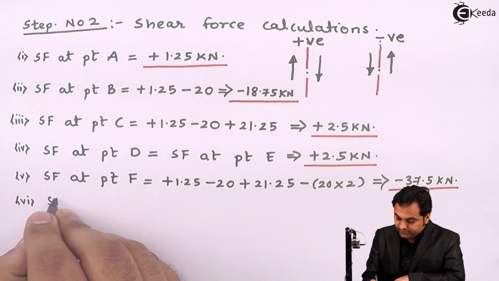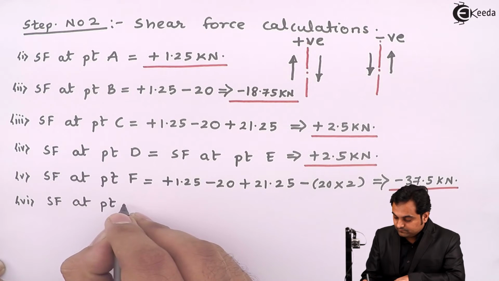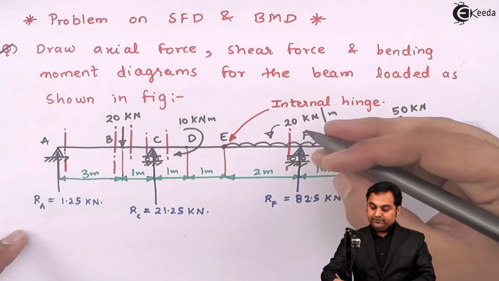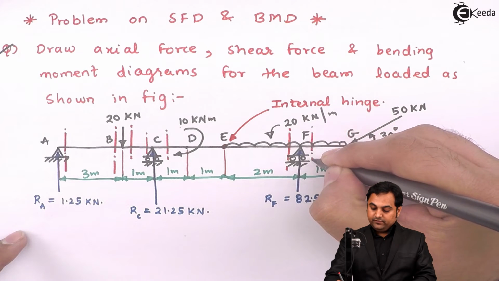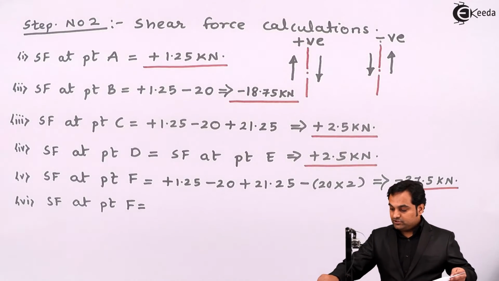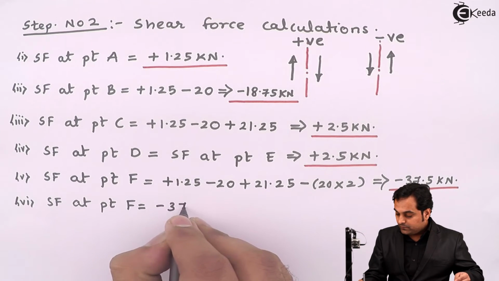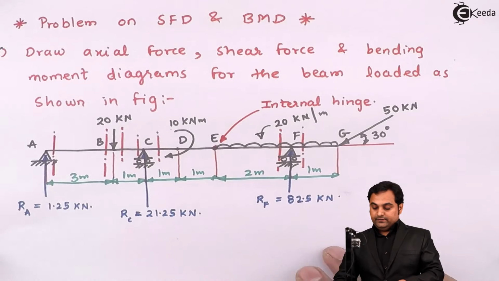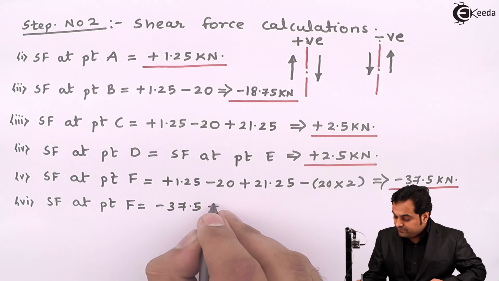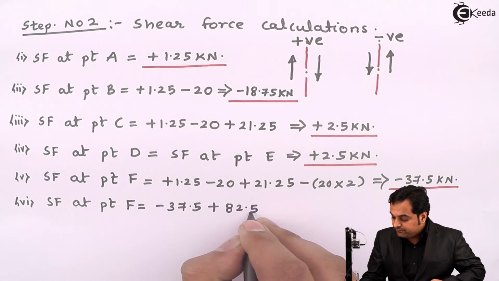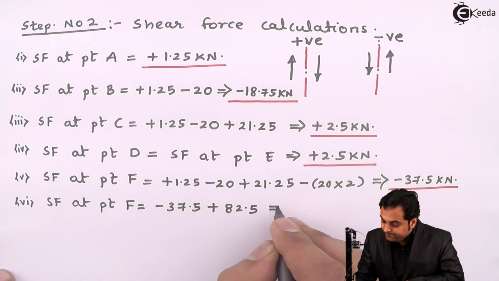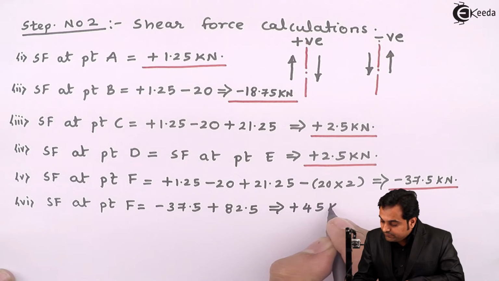We'll get another value at point F. Now I'll take the section very close to point F on the right hand side of F, where we will even have this 82.5 kilonewton acting upward. So up to the left of F the forces are minus 37.5 kilonewton. Then here I have RF, which is acting upward on the left hand side section, so positive, that is plus 82.5 kilonewton. So from this I'll get the value of shear force at point F as plus 45 kilonewton.